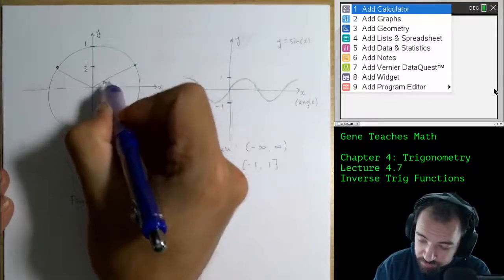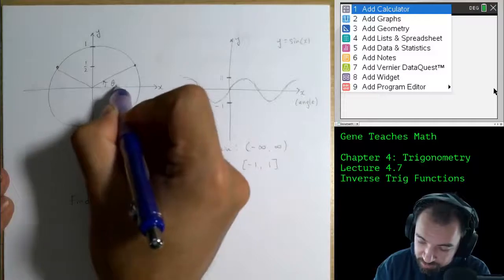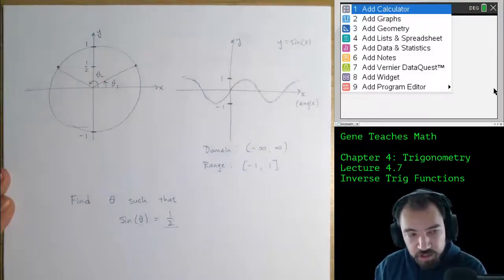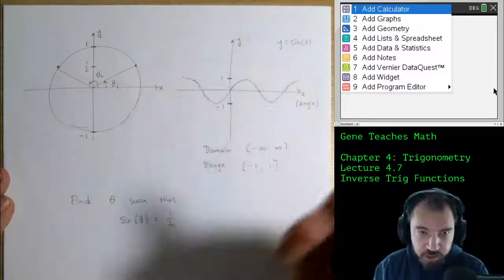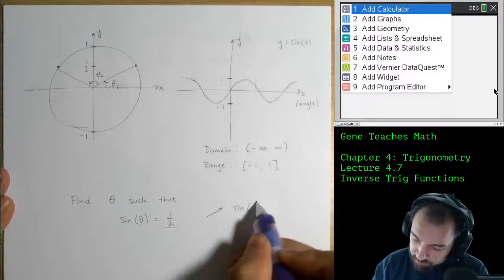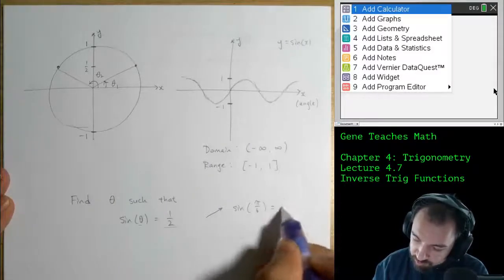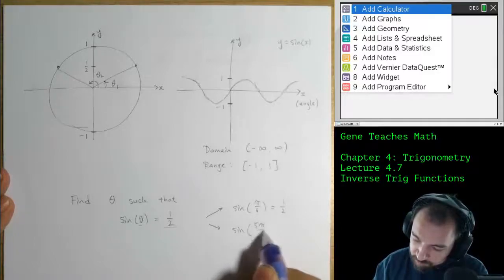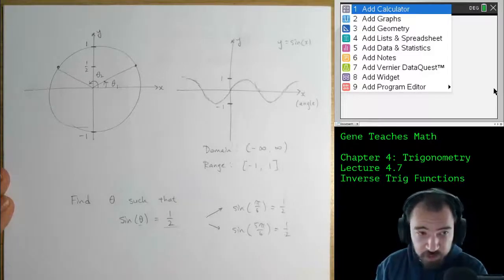Now, I have presented two possible candidates. I'll call this theta 1 and I'll call this theta 2. So it turns out we actually know these angles. We know that sine of pi over 6 is equal to 1/2. And we also know that sine of 5 pi over 6 equals 1/2.